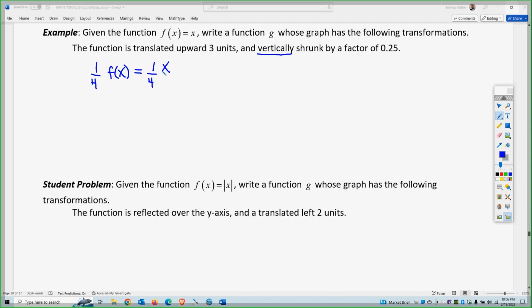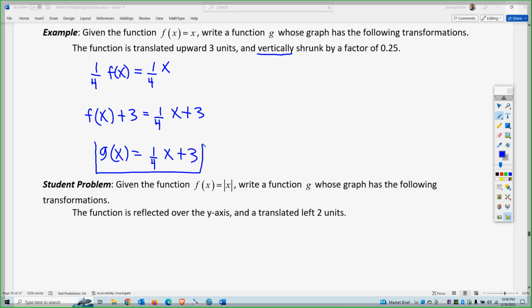And then I want to translate 3 units upwards, so that's f of x plus 3, so that gives me 1/4 x plus 3. So we're going to call this new function g of x. So g of x is 1/4 of x plus 3, if I do them in the proper order. Okay, pause the video, try the student problem for yourself.